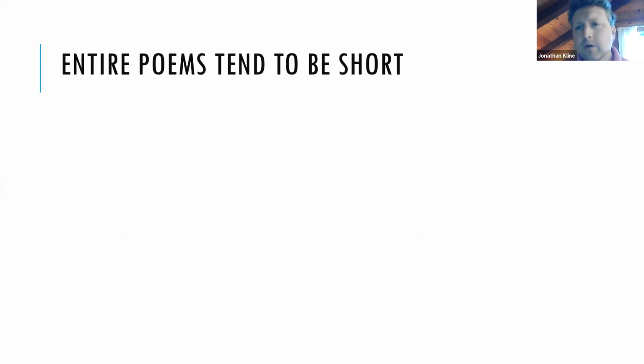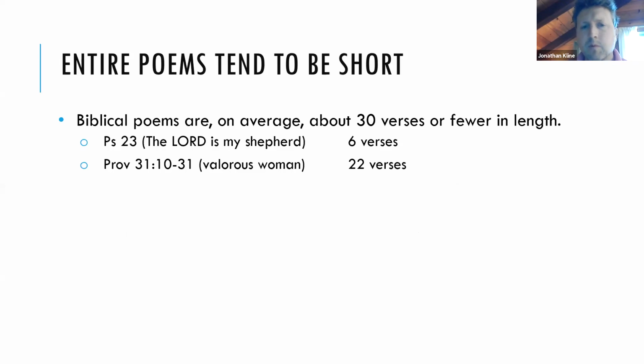So poetic lines are short. In addition, entire poems tend to be short in the Old Testament. Biblical poems are on average about 30 verses or fewer in length. So again, Psalm 23 is 6 verses long. Proverbs 31:10-31, the valorous woman, the Eshet Chayil, that's 22 verses long. That's a kind of lengthy poem, but it's only 22 verses.